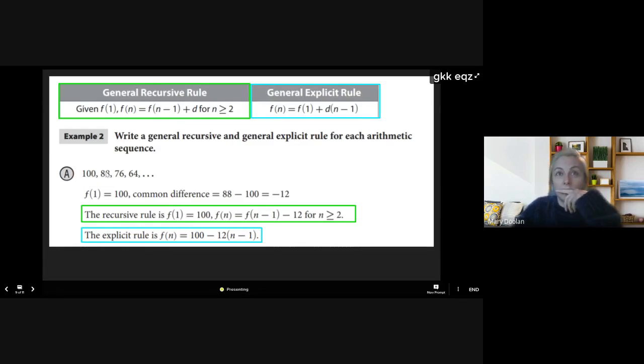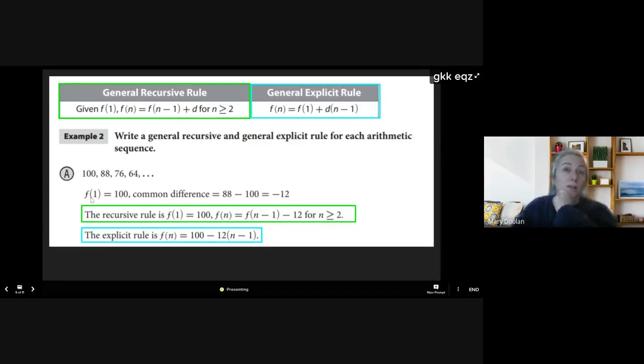It's going to be the same amount each time. It's 12. The common difference is negative 12. Because these are going down and getting smaller, we're adding a negative amount each time. So adding negative 12, adding negative 12, adding negative 12. That's the common difference. That's our little d that's in both of these.